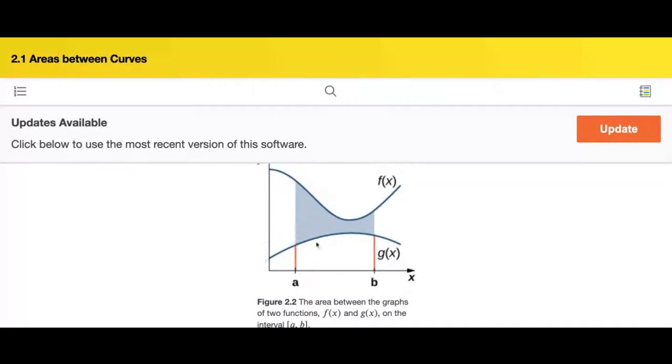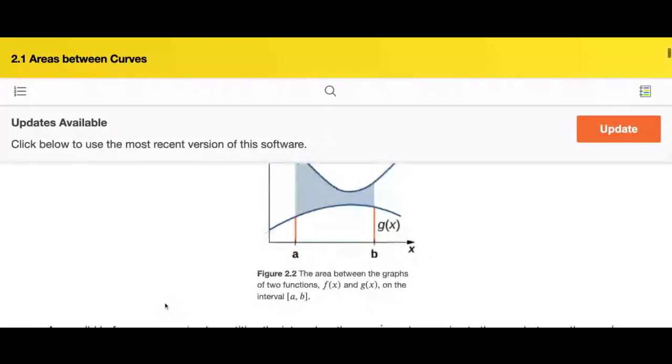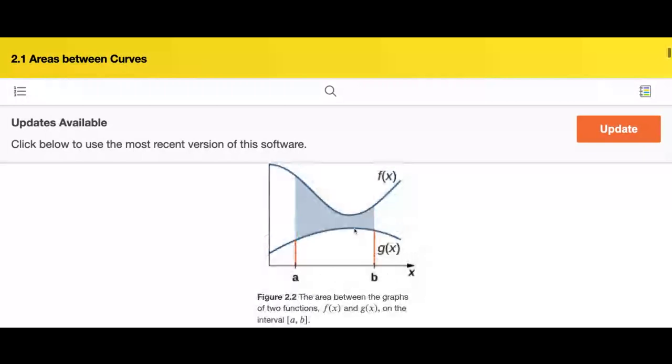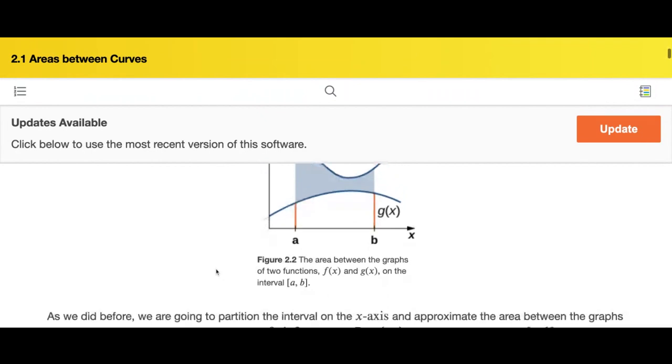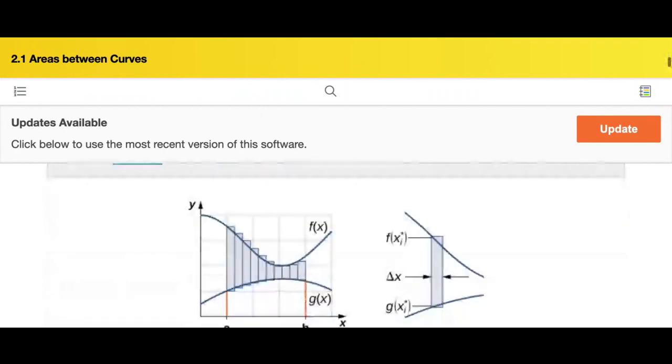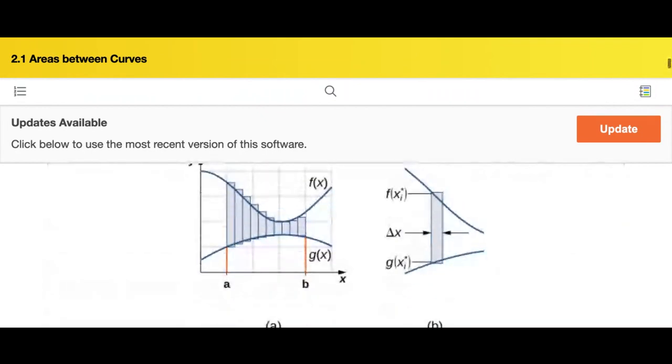Right. So once we understand that, the rest is just easy, since we know how to find the area under this, right? So for this typical one, we want to find the area under the curve g, and the area under the curve f. So we do f minus g. So we integrate f minus g. That's it. That's all it is.